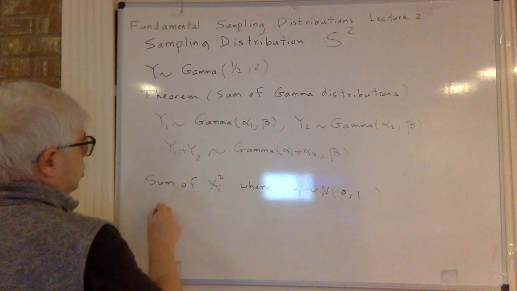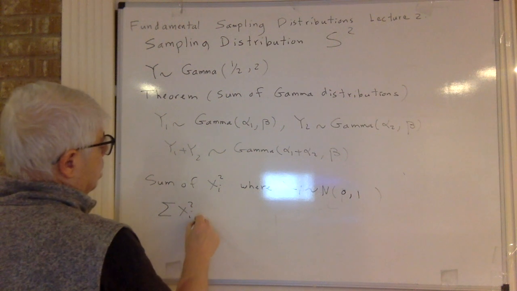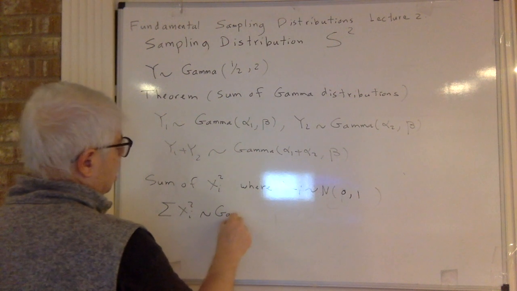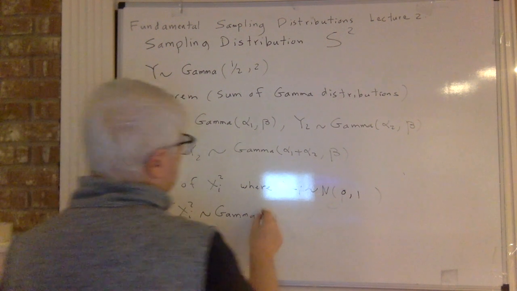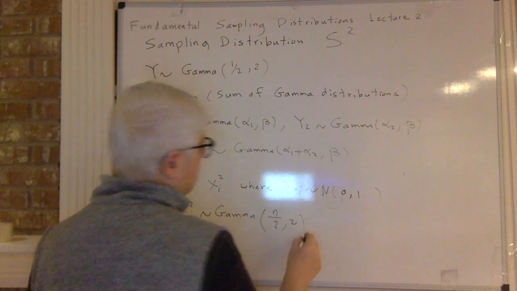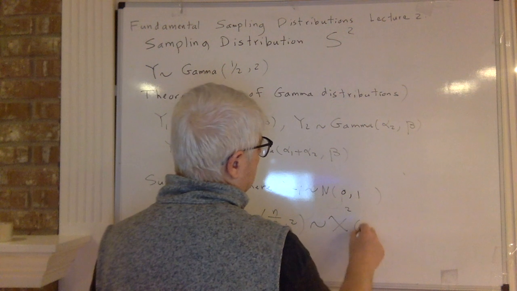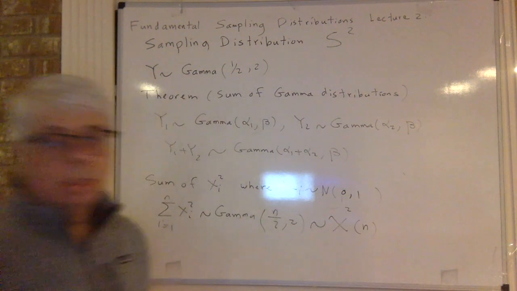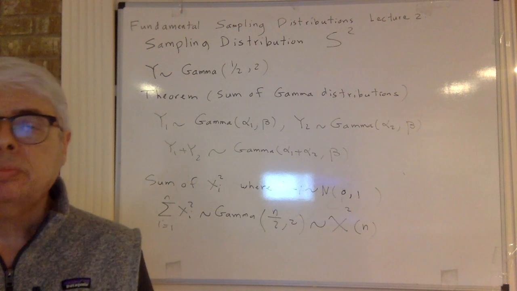If I have some sum of these things, xi squared, that has a gamma distribution. In fact, if i goes from 1 to n, I have n of these things, gamma with parameters n over 2 and 1/2, and that is in fact what we call chi-squared with n degrees of freedom. Okay?